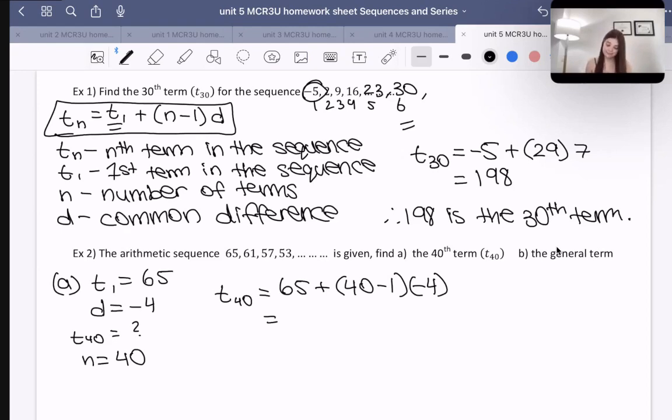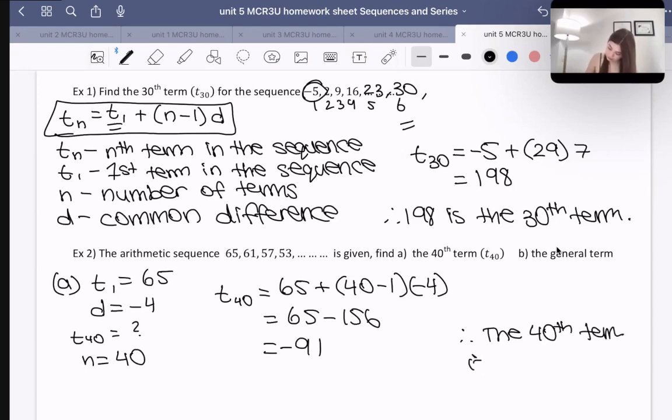Okay, so let's do that. 40 minus 1 is 39, times -4 is -156. So we're going to have 65 subtract 156, which is -91. So therefore, the 40th term is -91. And voila, we did it.